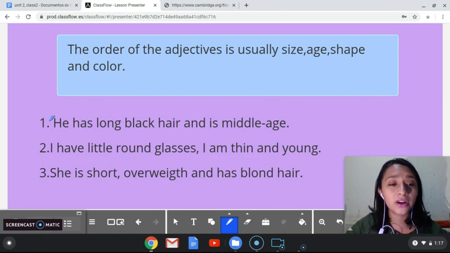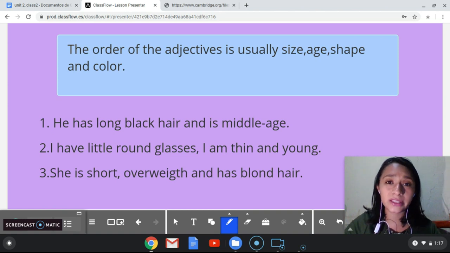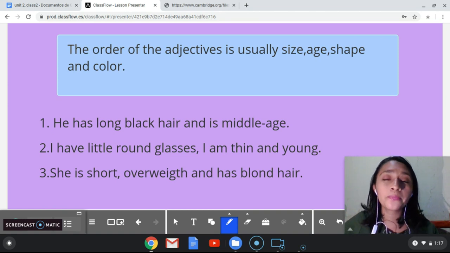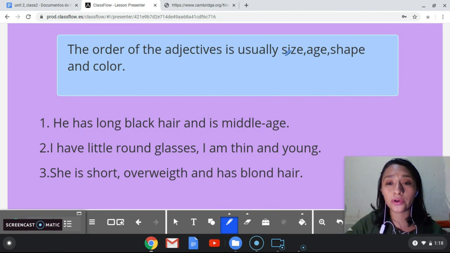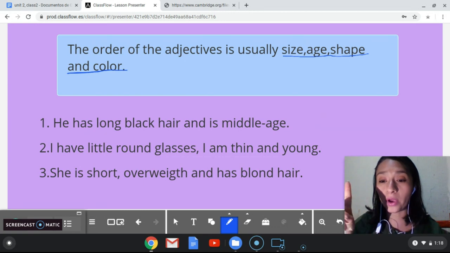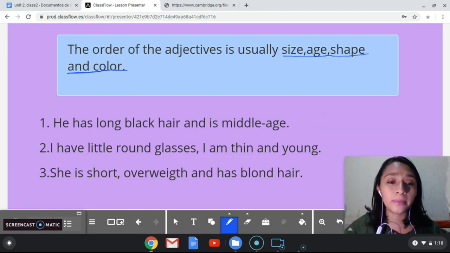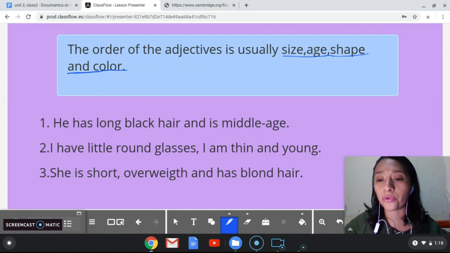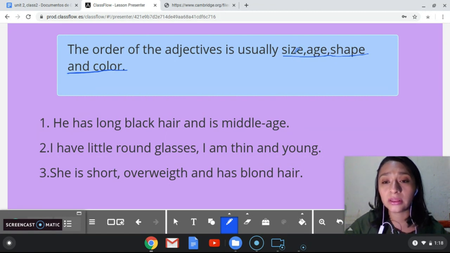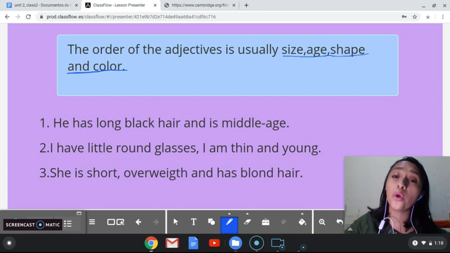So here I have a couple of sentences that are incorrect. So what I need you to do is to write it down on the piece of paper I asked you before, in the correct way, using the order we have over here, okay? Size, age, shape, and color. So, number 1 is he has long black hair and is middle age. What will be the correct sentence using this order? Think about it or write it down.